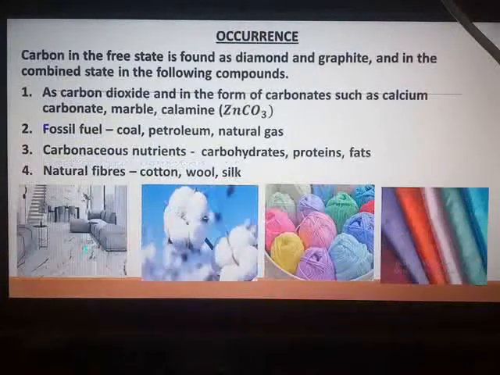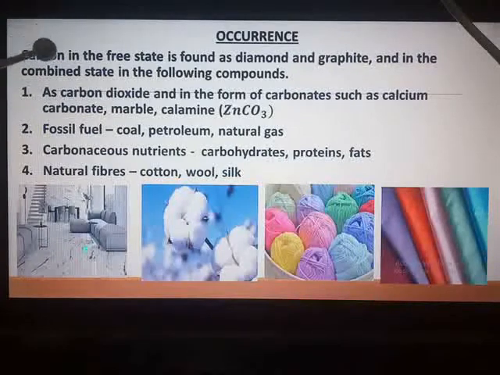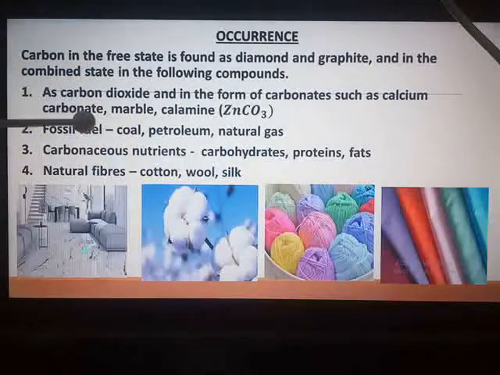Now the occurrence of carbon: as I have told you earlier, carbon occurs in both the free state and the combined state, and the name carbon is derived from the Latin word carbo, which means coal. In the free state, it is found as diamond and graphite, and in the combined state it is found in compounds such as carbon dioxide, different carbonates, fossil fuels, carbonaceous nutrients, and natural fibers.